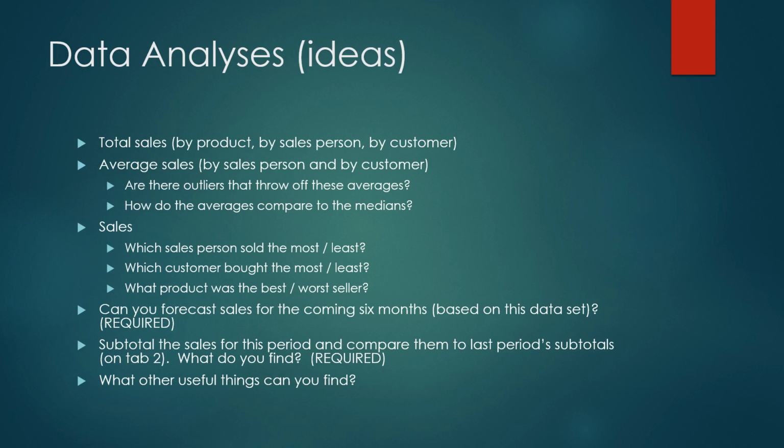The second thing I want to have required in your presentation or your paper is a subtotal of the sales for this period compared to the last period subtotals. You'll see that there are 2 tabs in the Excel spreadsheet that I gave you. On tab 2 are the previous period sales. So you can look at it and compare those two and see how they compare to each other and what interesting information you can find from that. And then, I'm going to give points for creativity. What other useful things can you find in this data set?